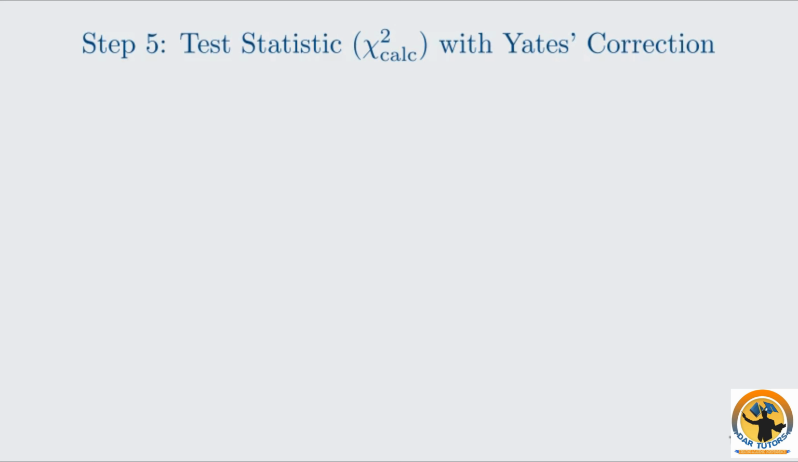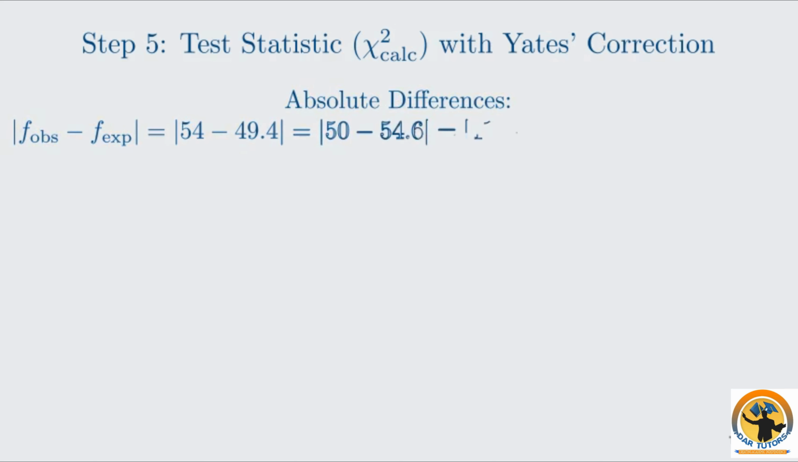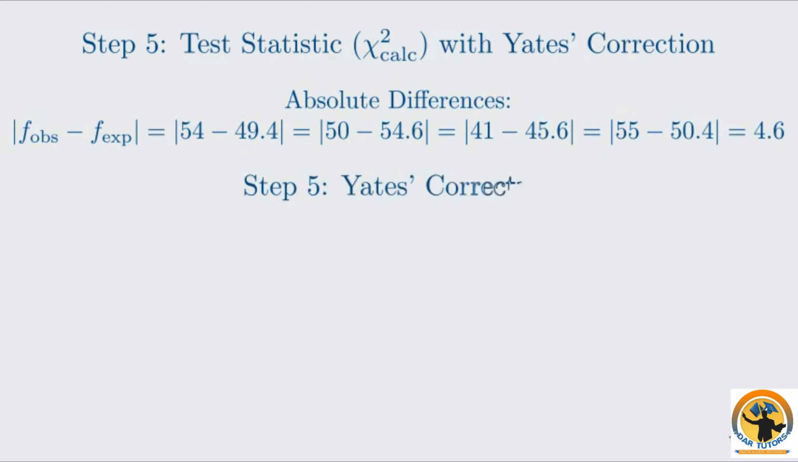We'll work with the absolute differences, |FOBS minus FEXP|. Let's list the values. Notice the absolute difference for each cell is 4.6. This is because the cells are constrained by the row and column sums. Now we apply the correction.